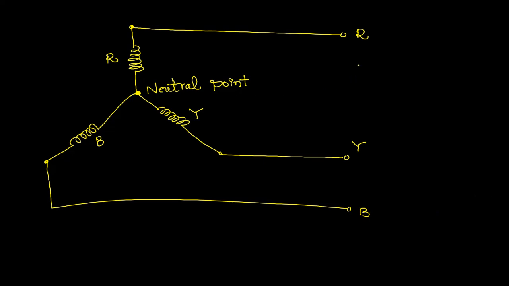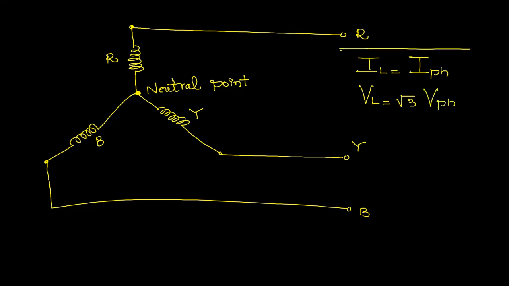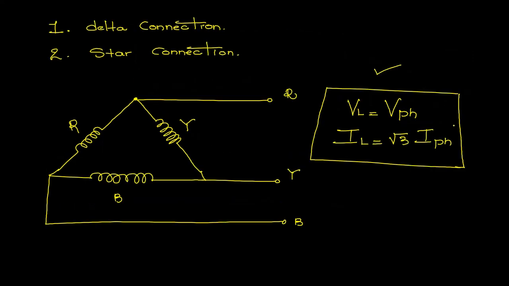We know that in the star connection, line current is equal to phase current, and coming to the voltage, line voltage is equal to √3 times the phase voltage. These are the most important relations we need to follow if we use the star connection in power systems. So here this is the star connection and the relation of voltage and current, and this is the delta connection and the expressions of voltage and current.